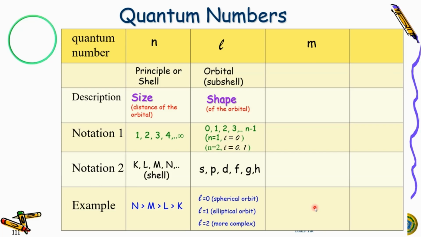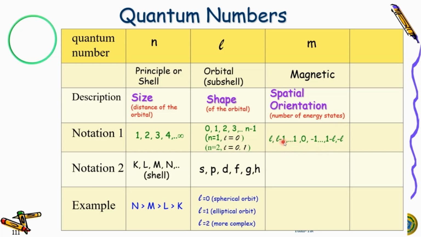How about M? M is called the magnetic quantum number, related to spatial orientation. It is also the number of energy states, because the energy states are all together in one place. But if you apply a magnetic field or electrical field, then you will find out how many energy states are in this orbit. So M goes from L down through 1, 0, minus 1, to minus L.